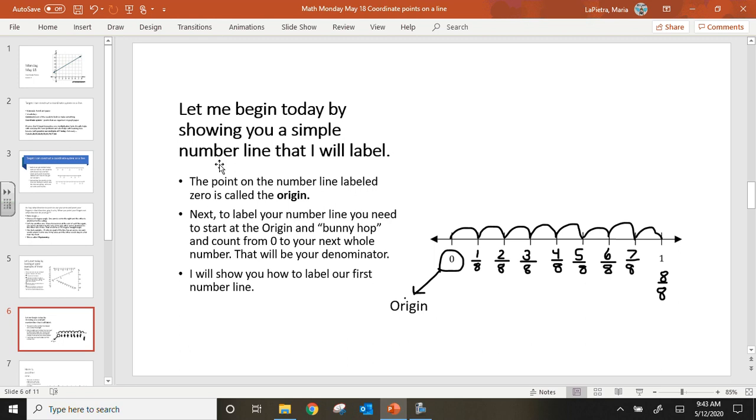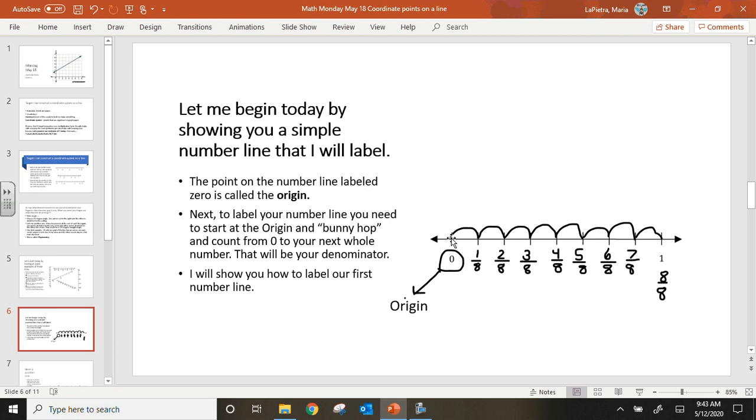Okay, let me begin today by showing a simple number line that I will label for you. The point on the number line labeled 0 is called the origin. So when you see 0, it's always the origin. That's where you're going to start. You don't count it when you start to bunny hop, but it is your origin and that's where you start.